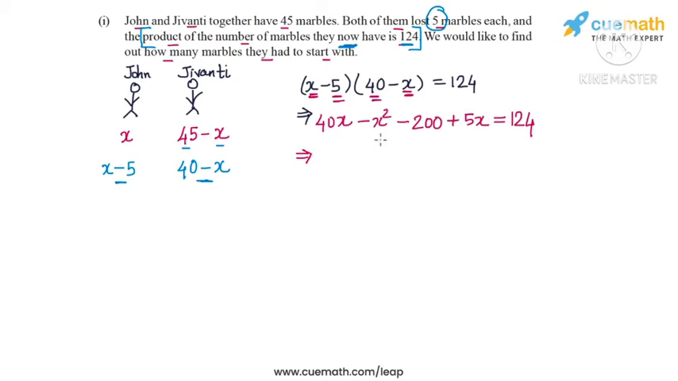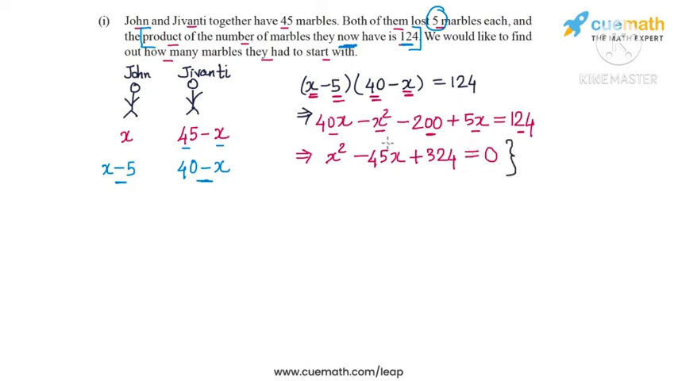So shifting all the terms on the left hand side to the right hand side, minus x square will become x square. Then we have 40x and 5x, that's 45x. When it goes to the right hand side, it becomes minus 45x. And then minus 200 becomes plus 200. So 200 plus 124 is 324. So x square minus 45x plus 324 is equal to 0. And this is the quadratic equation that models the given situation.